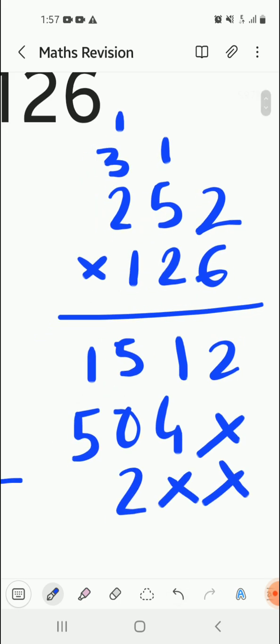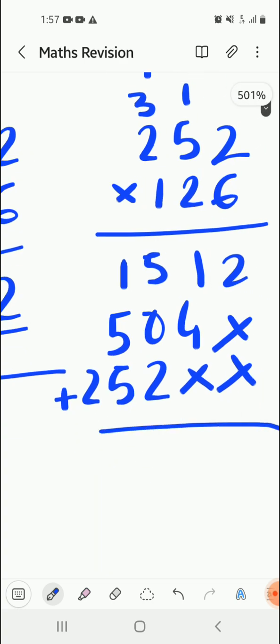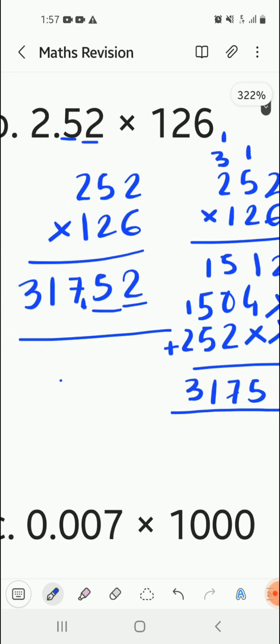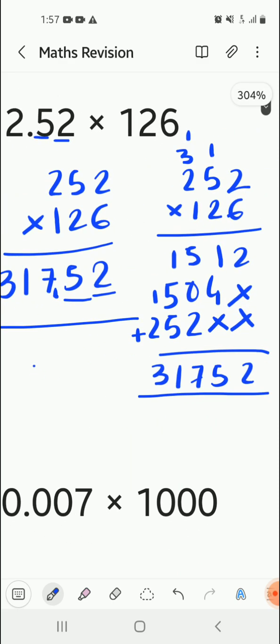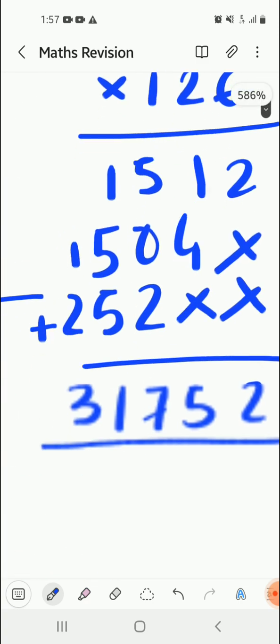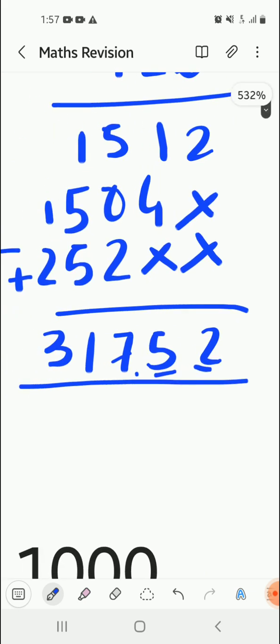So this is the next number. 5 into 1, we've got 5. And 2 into 1, we have got 2. Now simply add. This is 2, 4 plus 1, 5, 5 plus 2, 7, 5 plus 5, 10 plus 1, 11, and we've got 3. See, 31752. So this is how we have multiplied, simply the normal process that we follow. Only because there is a decimal point over here, that is there are two places here, we will also do the same thing with the answer. Two decimal places and insert the decimal point here. So the answer is 317.52.